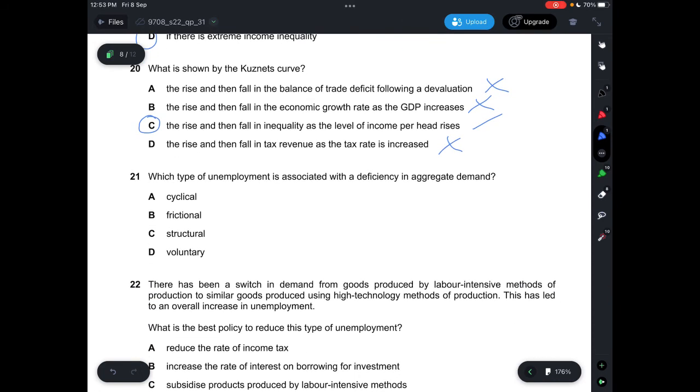Question 21, which type of unemployment is associated with a deficiency in aggregate demand? So there's a decrease in aggregate demand. So let's say this is the AD1 curve, and this is the AD2 curve. So there's a shift inwards. So that means it's having more unemployment. So this is A.